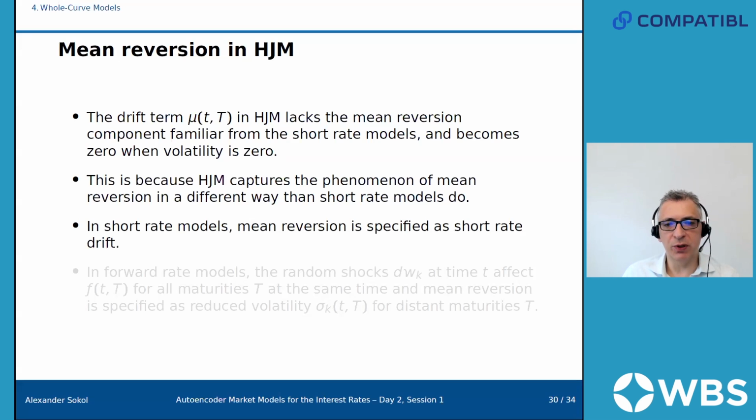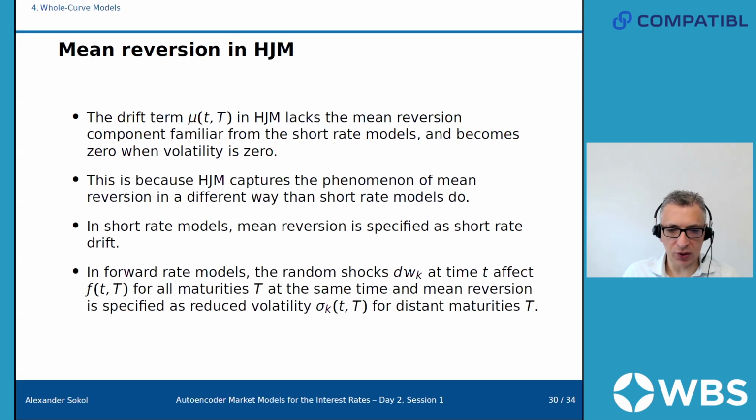In short rate models, mean reversion is specified as the short rate drift. In forward rate models, the random shocks at time t small affect the forward rate for all maturities T capital at the same time. Mean reversion is specified as the dependence of volatility, or reduced volatility, for distant maturities, right? So sigma of t small and T capital becomes smaller with longer maturity T capital into the future. So what happens is that you bump the entire curve, right? But you bump the beginning more than the end.